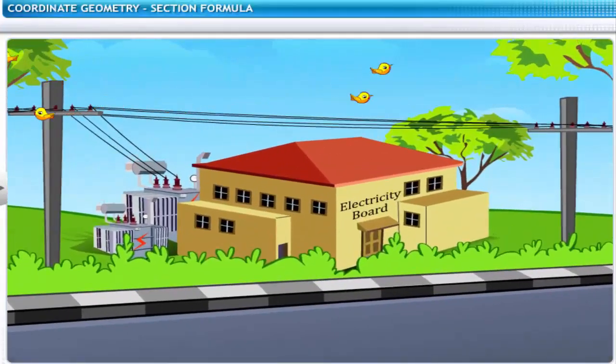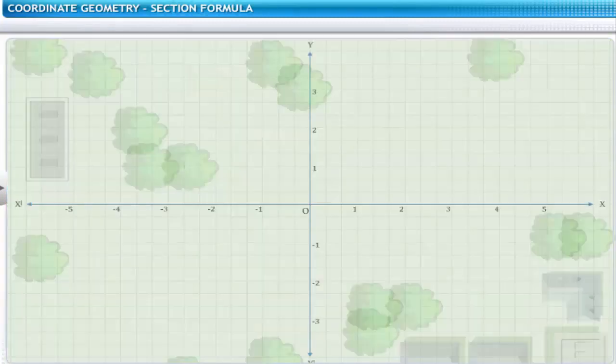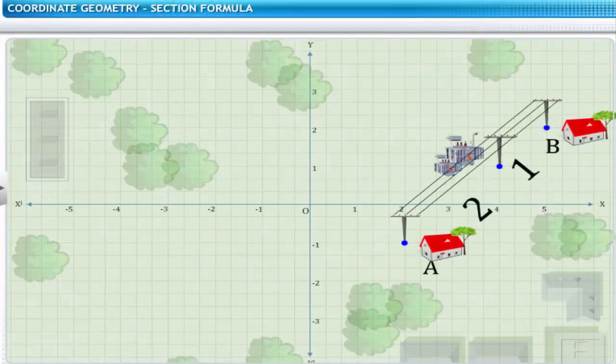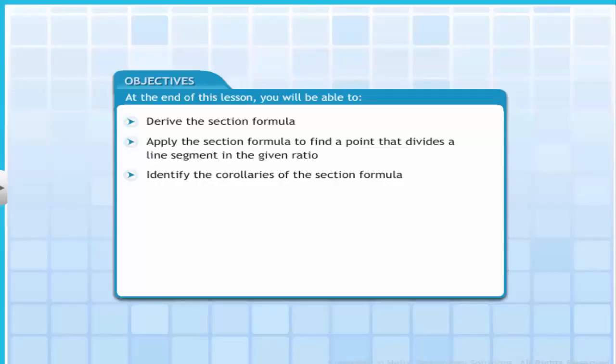The electricity board is setting up an electric tower between two villages. The ratio of the distance between the tower and the two villages is 2:1. If we plot the villages and the tower on the graph, can we find the exact location of the tower? In this lesson, you will learn about the section formula.